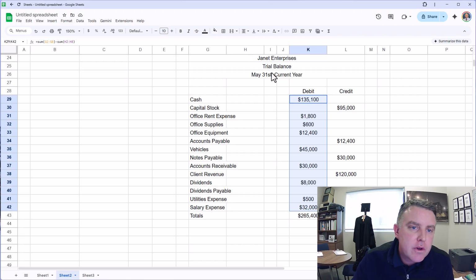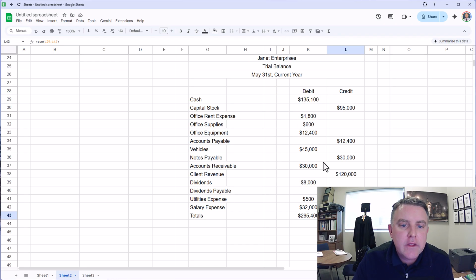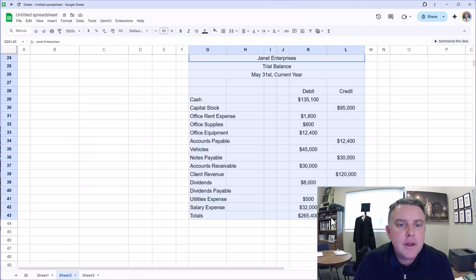Well, in this case, we've made a trial balance for Janet Enterprises, and our debits equal our credits, and they match up to our T accounts, so we're good to go. And so the answer to part C is right here on your screen. This whole thing that I have highlighted is the answer to part C.